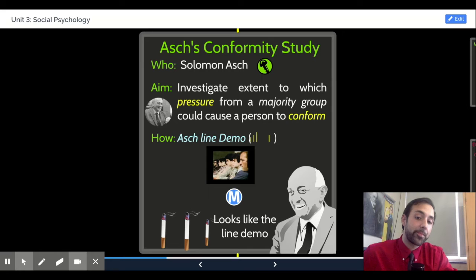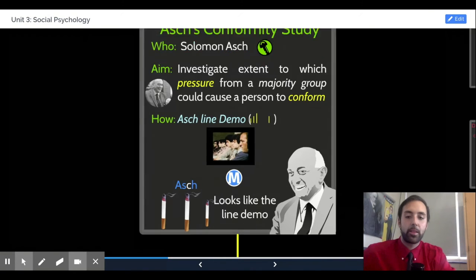As a mnemonic for Asch's name, and we'll talk more about Asch in just a second, I see his last name and it kind of reminds me of cigarette ash. We didn't do the line demo quite the same way I've done in previous years, but if you've watched that video, this is all about that line demonstration. Would you trust your eyes in regards to the length of the line, or would you trust the group? When I look at his name, I think of cigarettes. You line 3 cigarettes up, it kind of looks like the study.